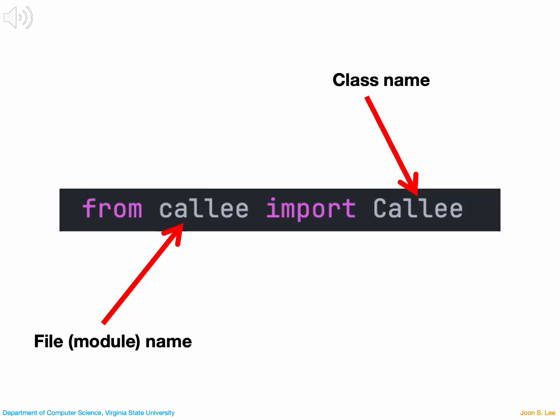Let's take a look at how import works. This line allows us to use code that is defined in another file. First, callee refers to the name of the Python file, callee.py. So Python looks for a file with that name. Then, callee with capital C is the class we defined inside that file. So what this statement is saying is, go to the file callee.py, find the class callee, and make it available in this file. Once we import it, we can use callee class just like it was written here. This is important because it allows us to organize our programs into multiple files instead of putting everything in one place.